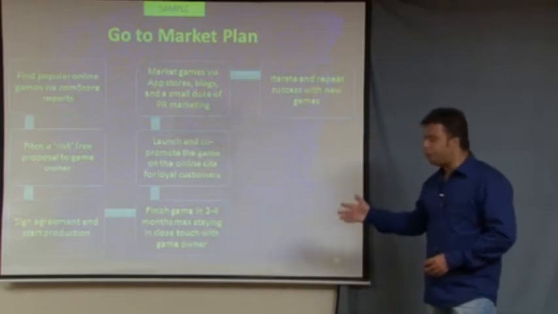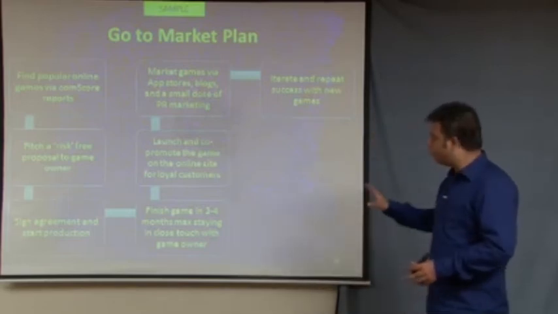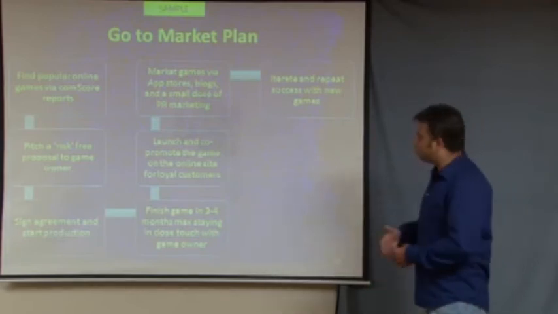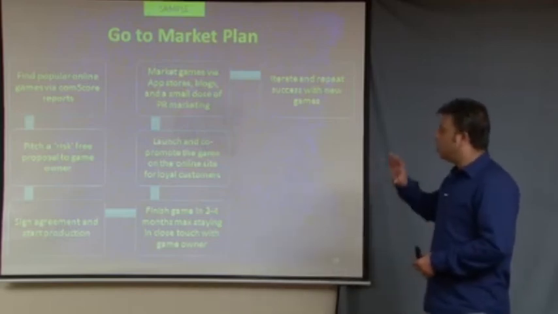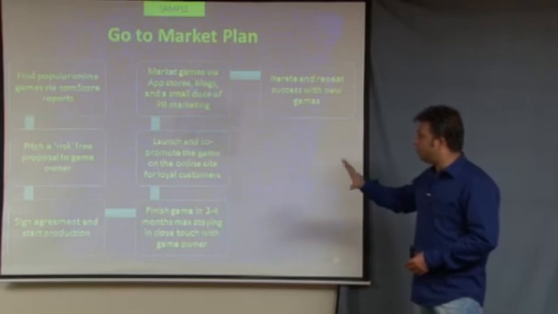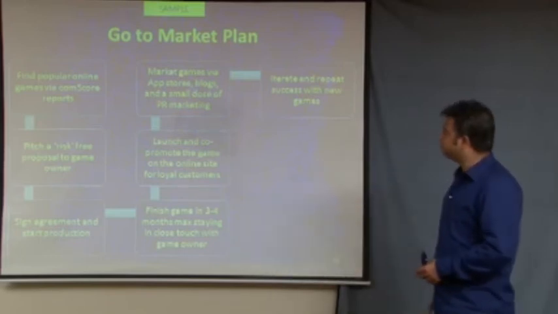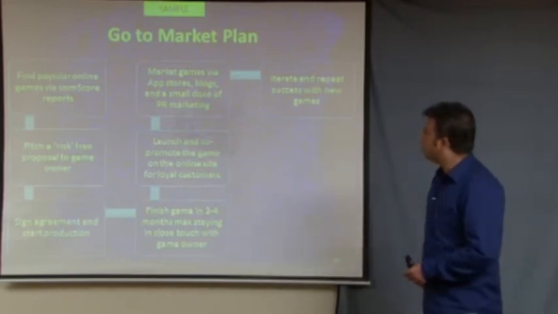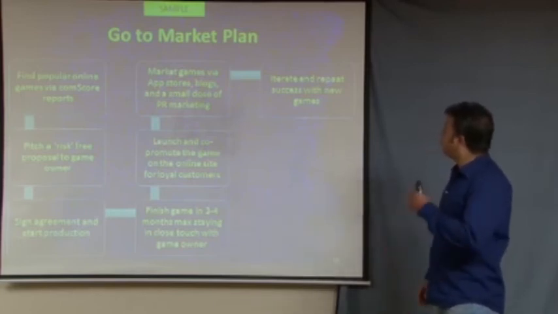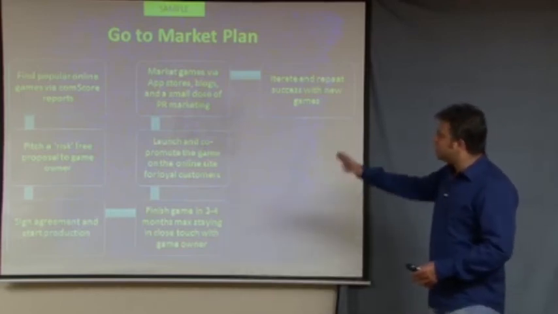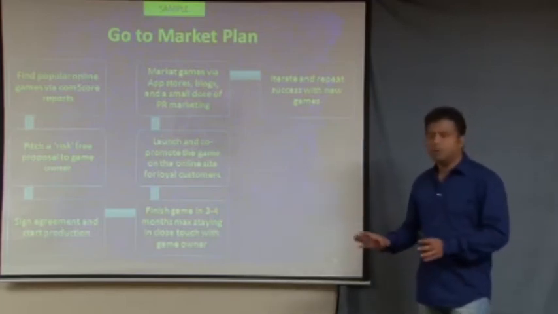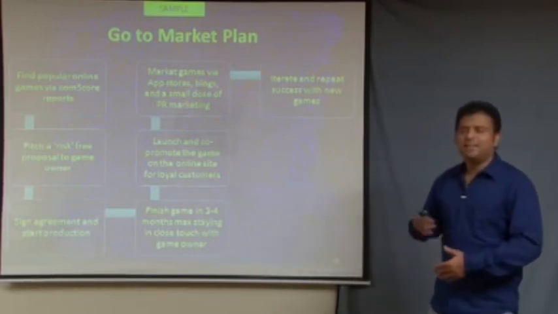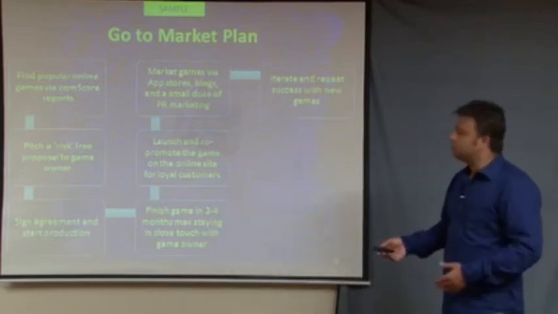Finish the game, the conversion, in 3 to 4 months max, staying in close touch with the game owner. You do not want to lose touch, or have a communication gap. Move ahead, launch and co-promote the game on the online site for loyal customers. Market the game via app stores, blogs, and also a small dose of PR marketing, and iterate and repeat success with new games. So this is the entire go-to-market strategy. Very simple. They are relying on social media and PR marketing, but that's how they plan to take their product to the market and to their customer segment.